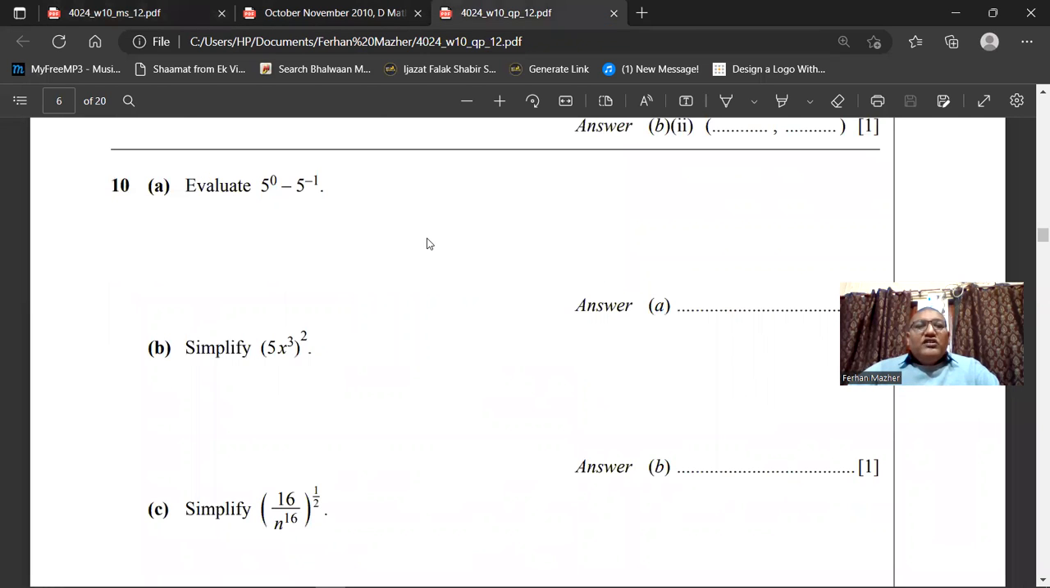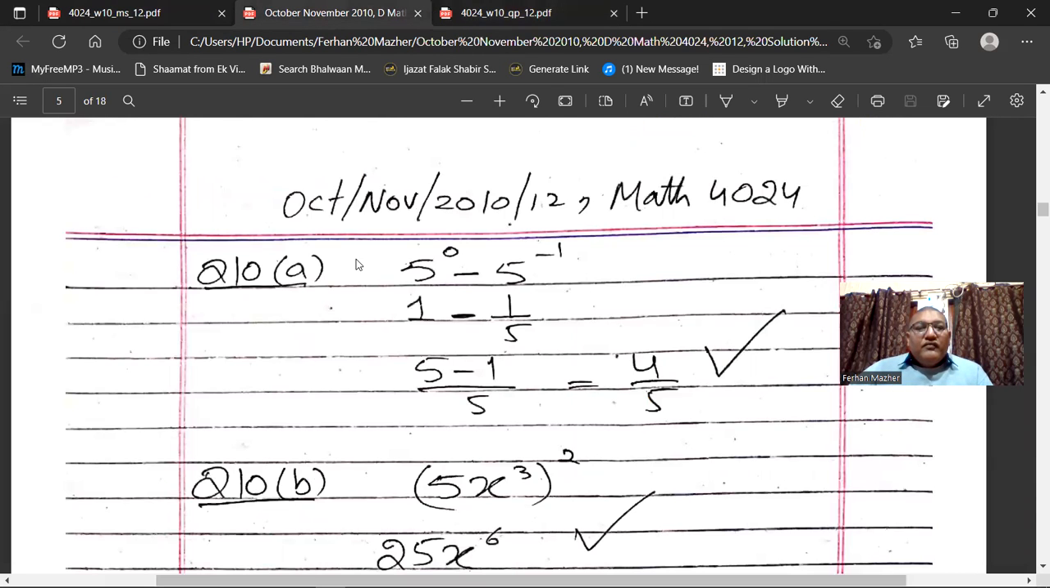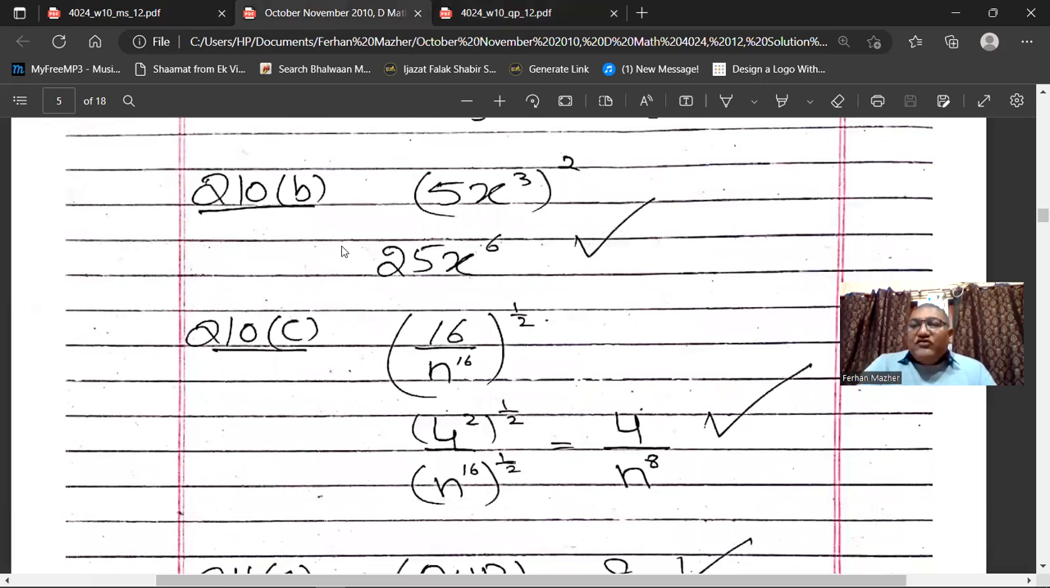Okay, so the next question on your screen is simplify. That's the B part of question number 10. (5x cubed) the whole squared. So this square is for 5, and this square is also for x cube. So it will become 5 square into x raised to power 3 raised to power 2. So 5 square will be 25, and x cube, when you take its square, will become x raised to power 6. The power of the power multiplies with each other.